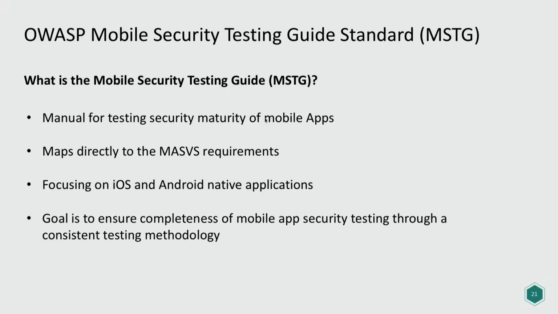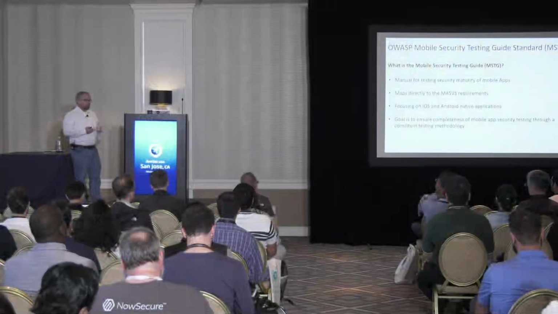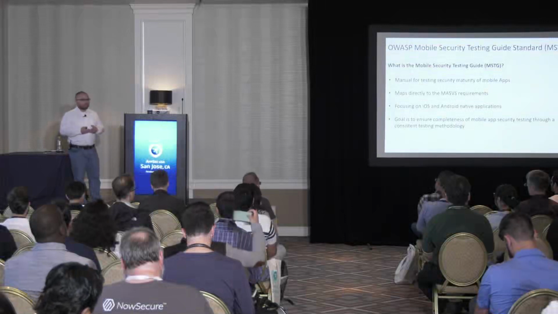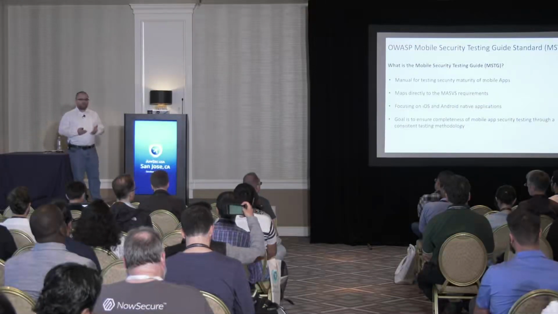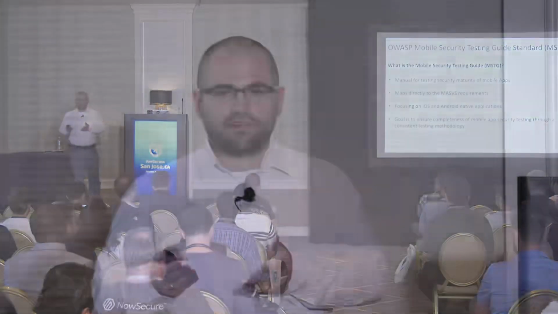And we are focusing only on iOS and Android native applications, so things like mobile application development frameworks like Apache Cordova or Kony or Xamarin are not really part of the project yet or the book. But the good thing is, through the MASVS, we can really ensure completeness and a consistent testing methodology. So if anything is missing or any new shiny feature from iOS or Android is implemented, we just add a requirement and then we just create the test cases for it and can ensure therefore consistency.